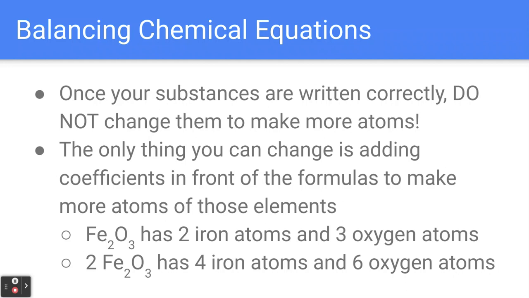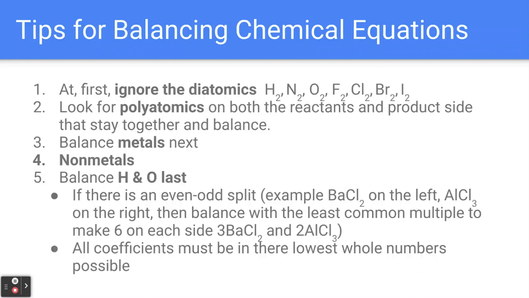It's very similar to the parenthesis type of atom counting. Remember that if you've got like nitrate or carbonate in a parenthesis, that means we have more of those. The same thing happens to our coefficients. So 2 Fe2O3 tells me that I need to take 2 times 2 to get me 4 irons and 2 times 3 to give me 6 oxygens.